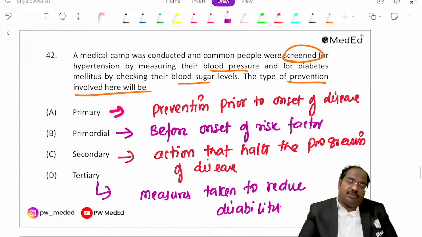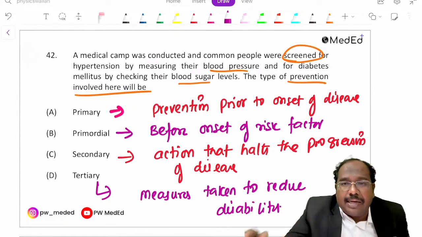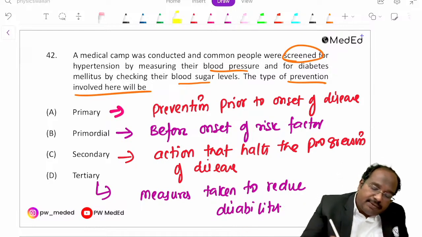What is the answer for this question? Any screening, understand, any screening is an example of secondary prevention. So the answer for this question is secondary prevention, guys.